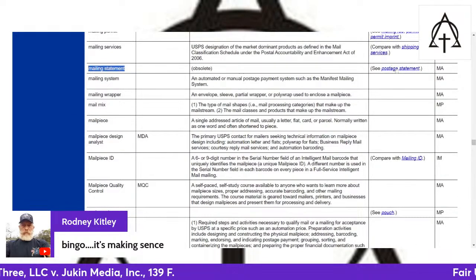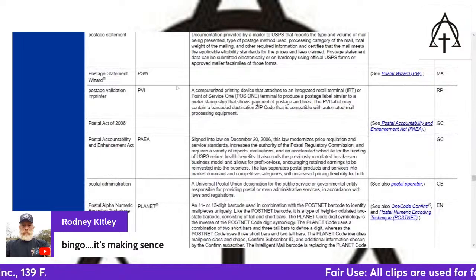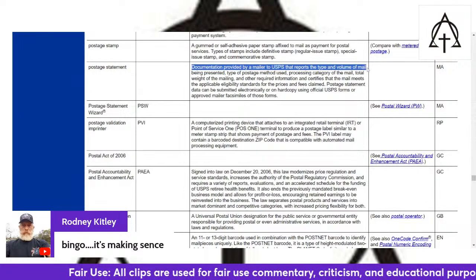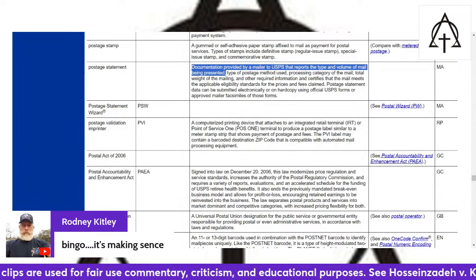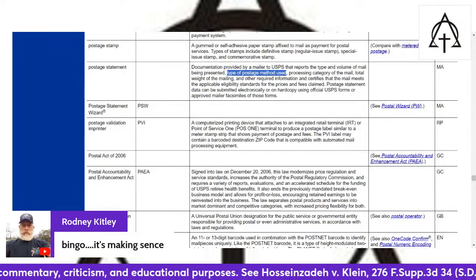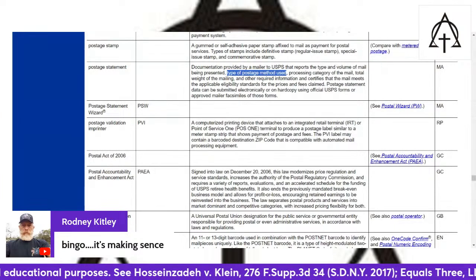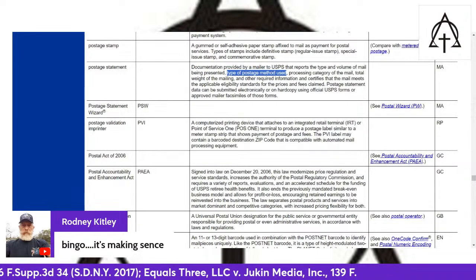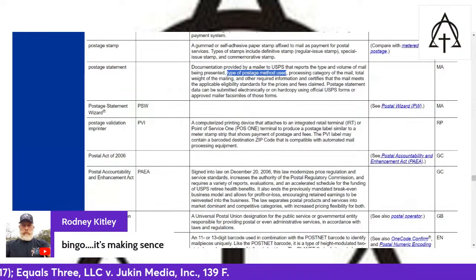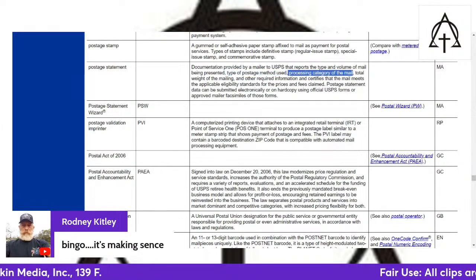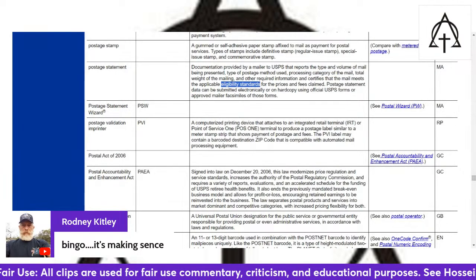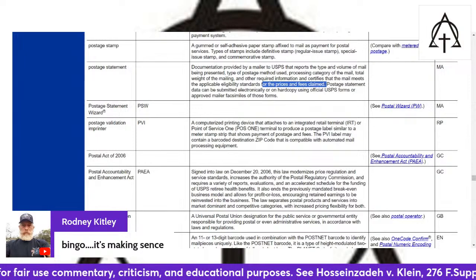Mailing statement, obsolete. See postage statement. Postage statement, documentation provided by a mailer to USPS that reports the type and volume of mail being presented. Type of postage method used, prepaid. Volume of mail being presented, one parcel, one private parcel. Processing category of the mail, priority, total weight of the mailing, and other required information that certifies that the mail meets the applicable eligibility standards for the prices and fees claimed.